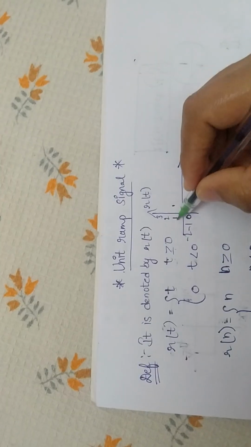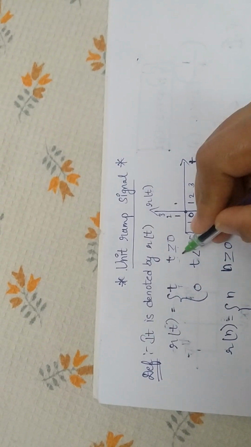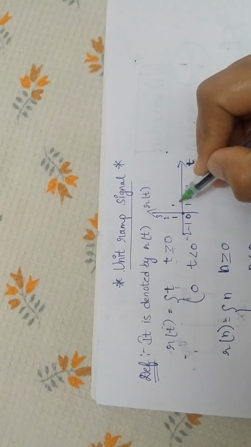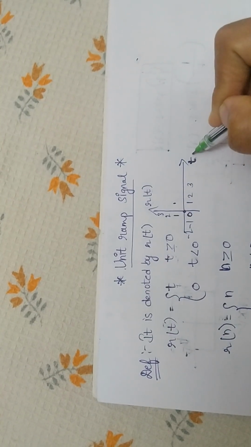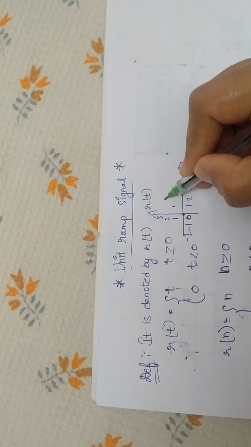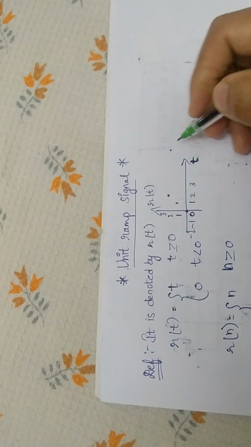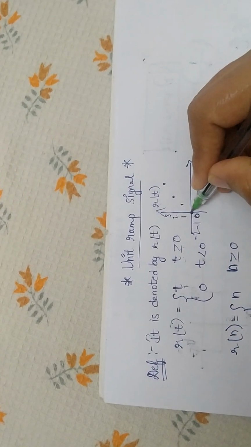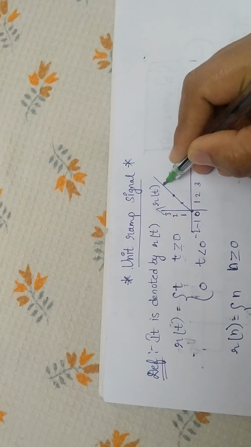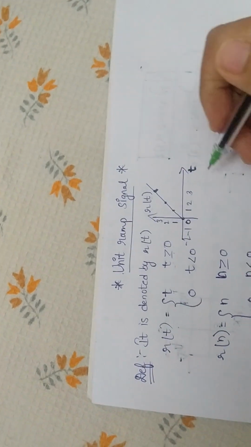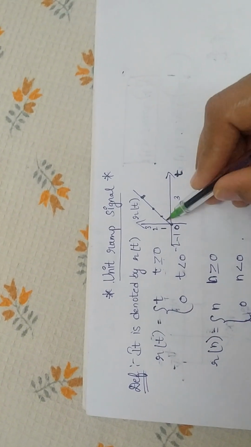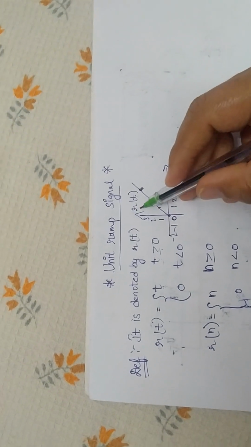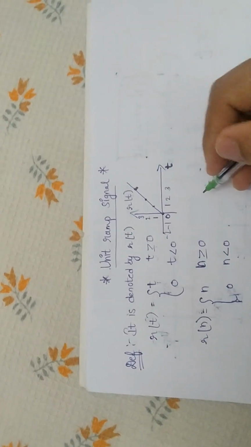So the R of t value, how much? 1 only. At t equal to 1, R of t is equal to 1; at t equal to 2, R of t is equal to 2; at t equal to 3, R of t is equal to 3, and so on. So the unit ramp signal will come like this.